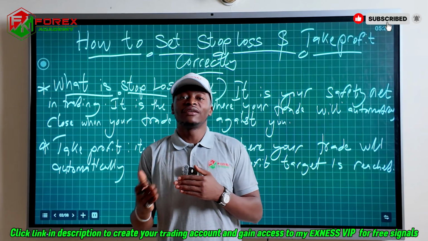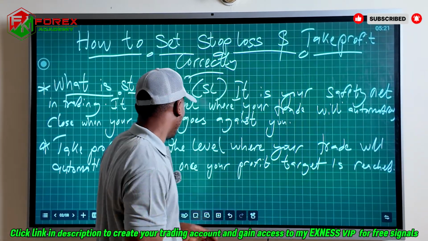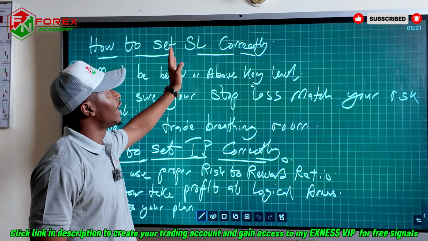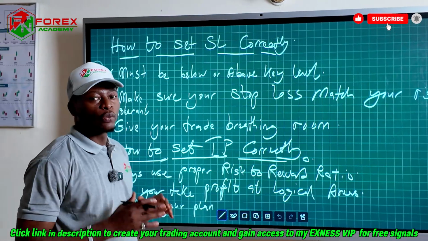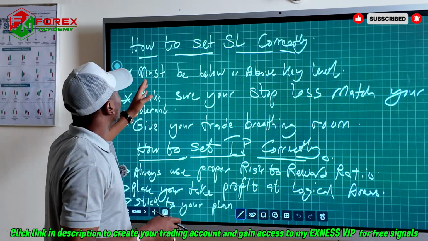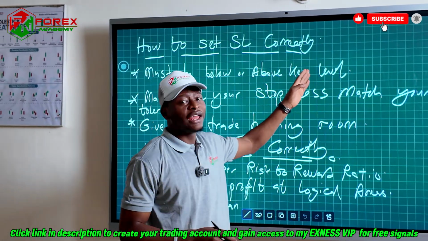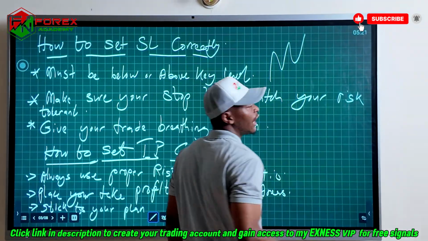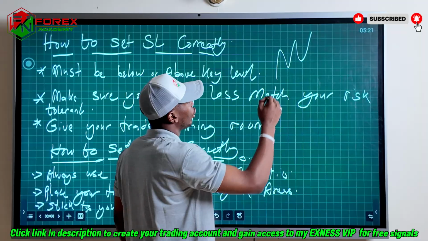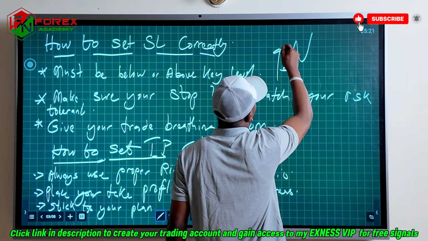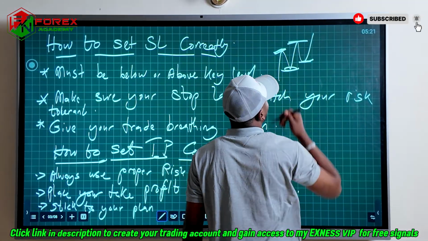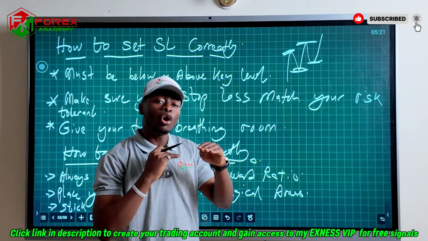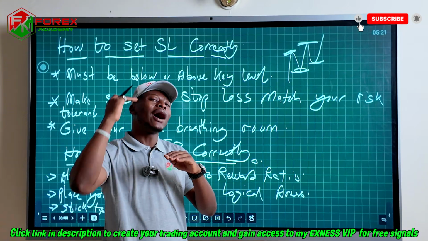Now, how do we set the right stop loss, or the right take profit? Here we have how to set SL correctly. The first point when setting up an SL is that it must be below or above a key level, right? The market moves in levels. It could be a support level or a resistance level. So when setting up your stop loss, it must be below your support level or above your resistance level.